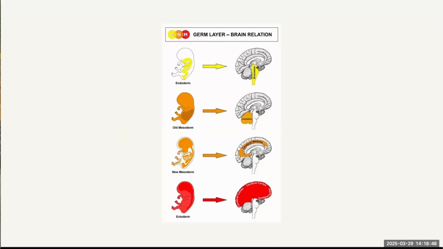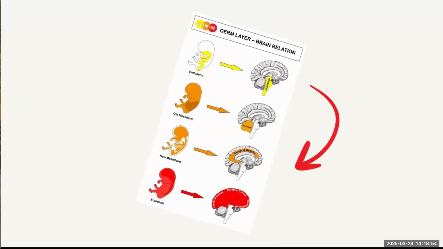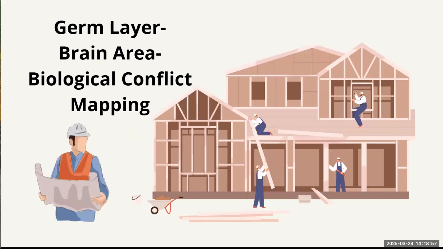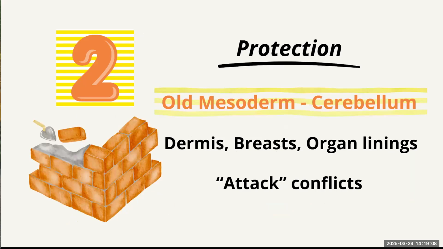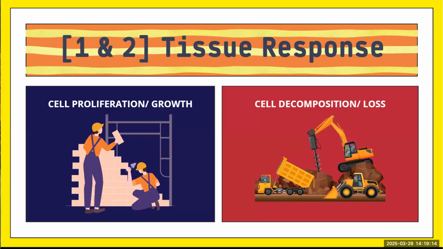So I rotated this slide so that this yellow part now becomes the bottom, because I wanted to depict building a house or building a building wherein the bottom is the yellow, which is the endoderm, which is the innermost layer. And on top of that is the mesoderm layer, which is all about protection. And like we said, the first two layers will have the same tissue response, which is cell growth when the patient is actively processing the conflict. And once they have processed that, they move into the healing phase, which is all about cell loss.